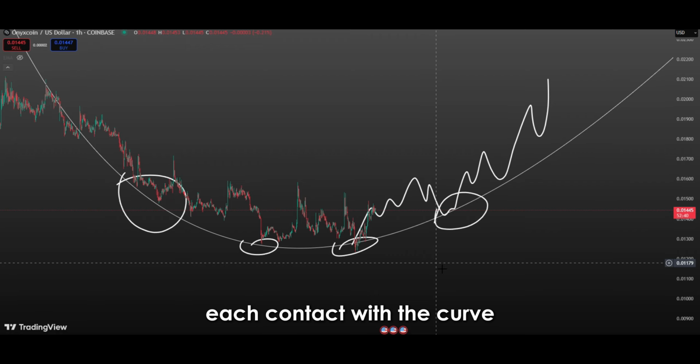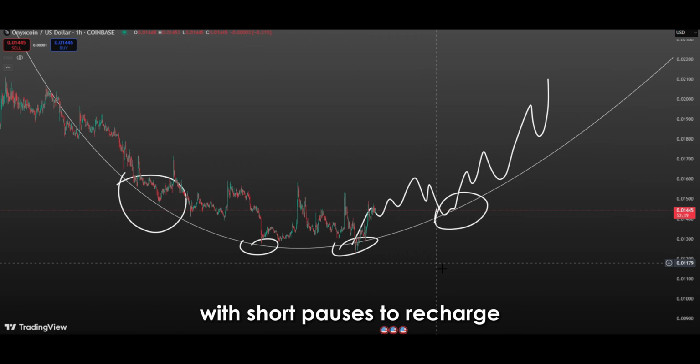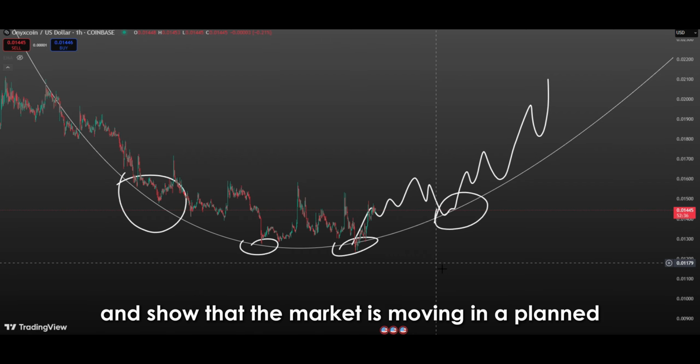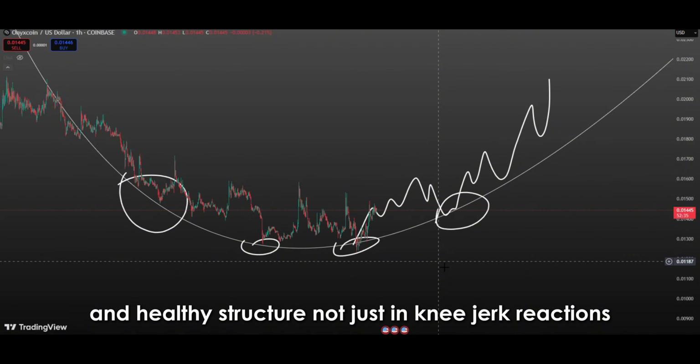Each contact with the curve can be considered as a kind of breathing space, with short pauses to recharge and prepare for the next upward move. These regular movements provide investors with a high level of confidence and show that the market is moving in a planned and healthy structure, not just in knee-jerk reactions.